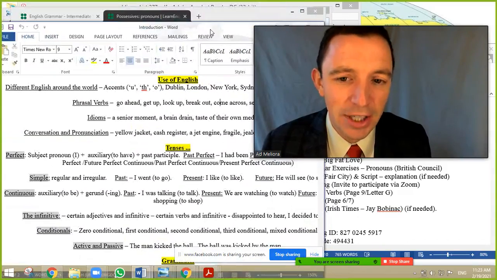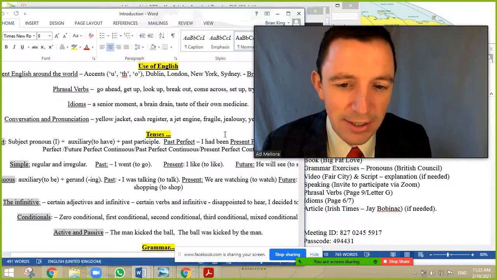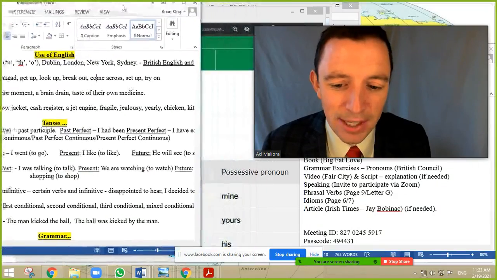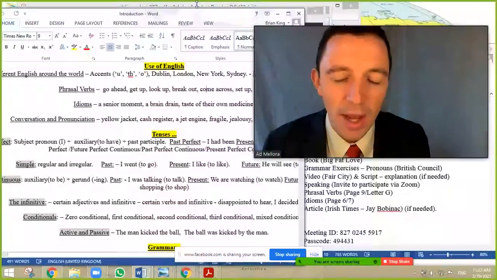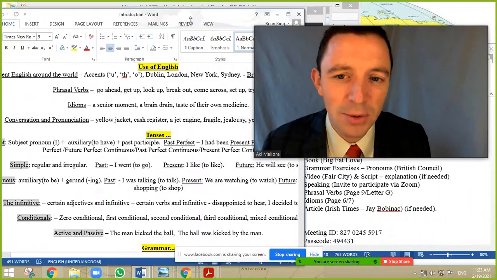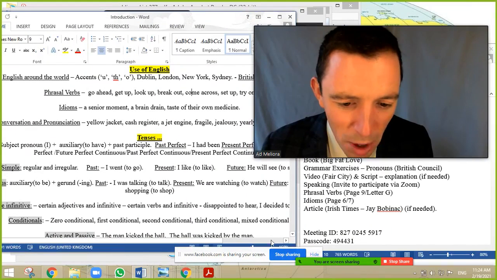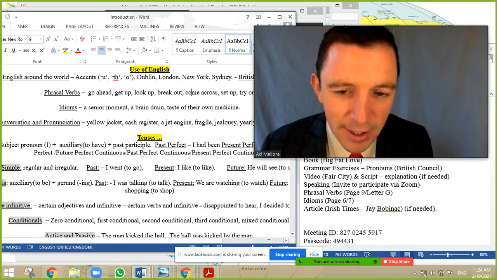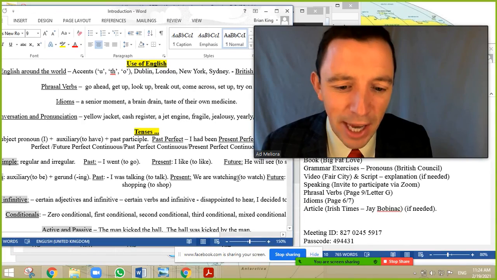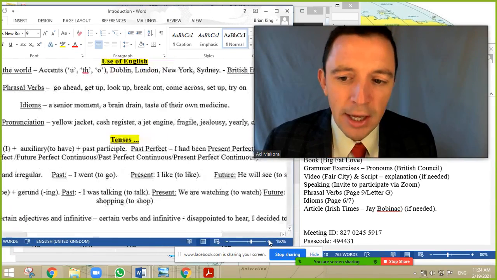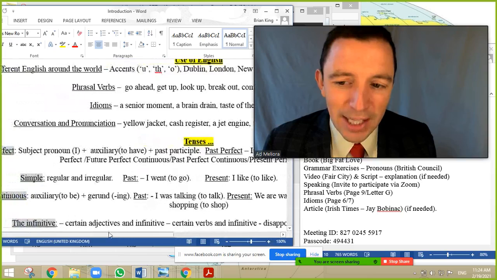And the next section are idioms. So I'm just going to make this text a little bit bigger so everybody can see it. And the next one is idioms. So idioms are expressions. So just one moment and I'll try to make that a little bit bigger. I don't want to close the Facebook connection. Here we go. Okay.